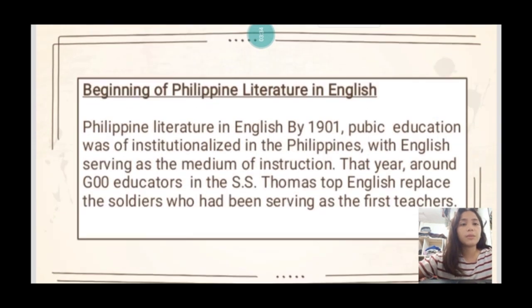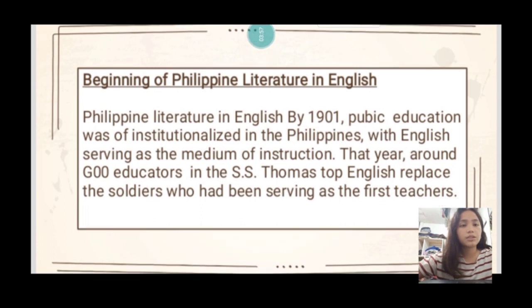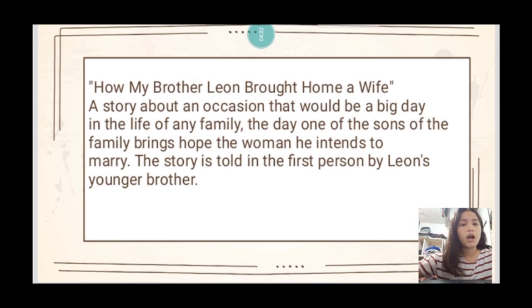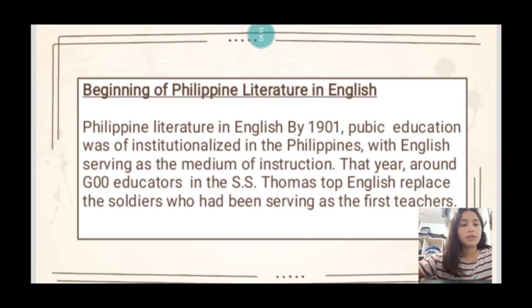So, the beginning of Philippine literature in English. By 1901, public education was institutionalized in the Philippines with English serving as the medium of instruction. That year, educators and American soldiers who had been serving became the first teachers. So, How My Brother Leon Brought Home a Wife is an example of the beginning of Philippine literature in English.